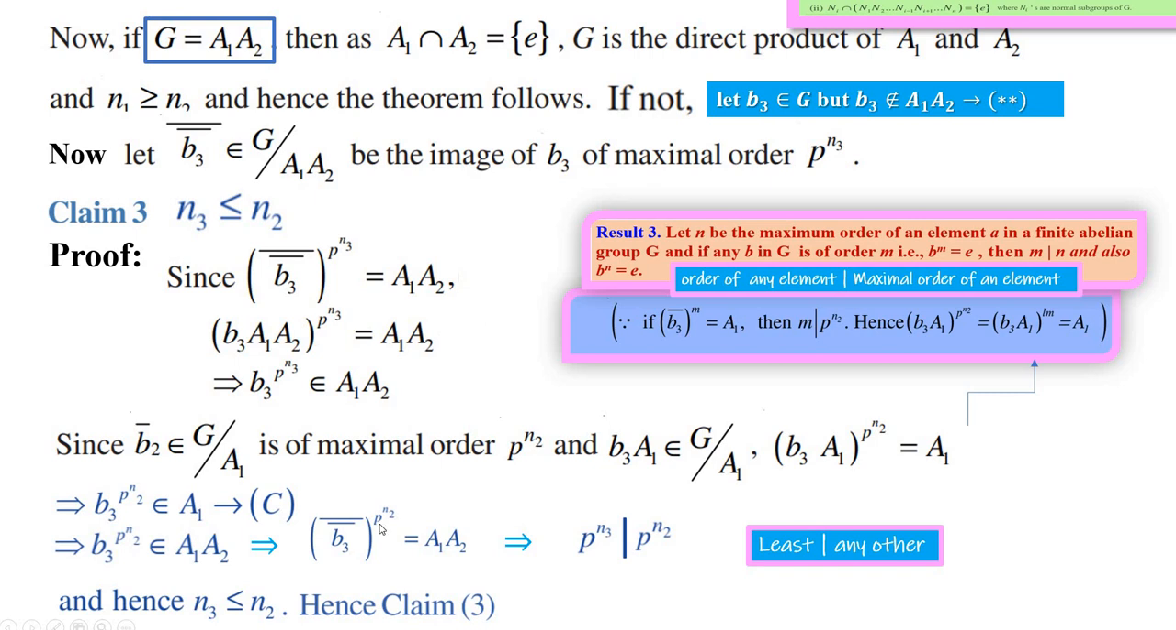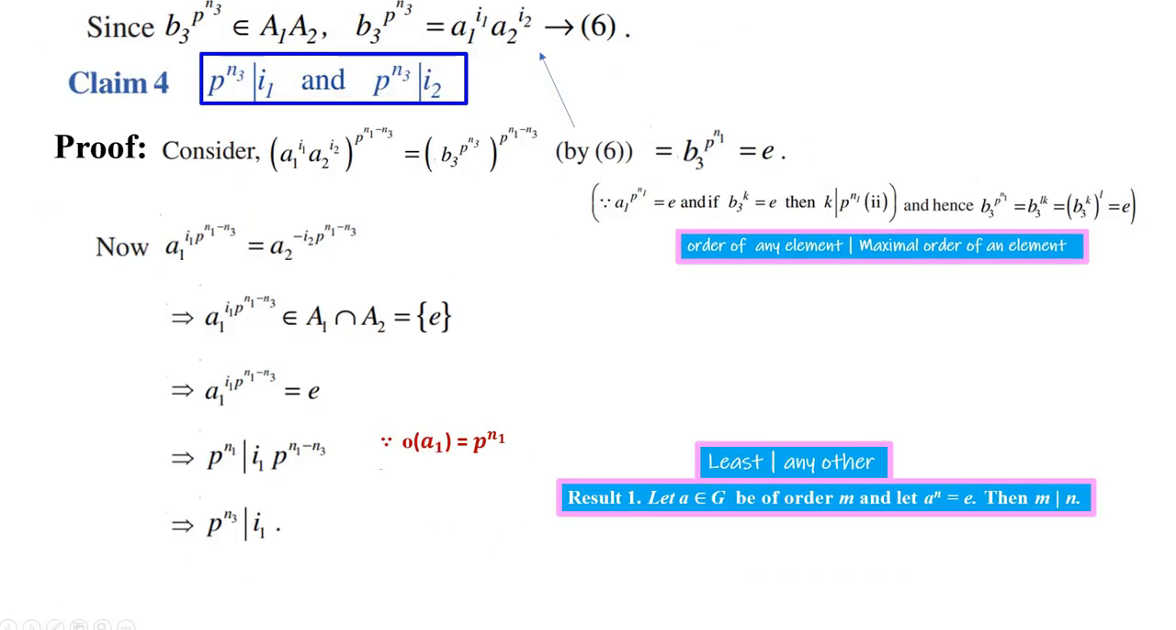So as for b3, the order is p^n3, and this is any other integer. So the least must divide any other. So you have p^n3 dividing p^n2. So from this it's very obvious that n3 can be less than or equal to n2. So this proves our claim 3, that n3 is less than or equal to n2.